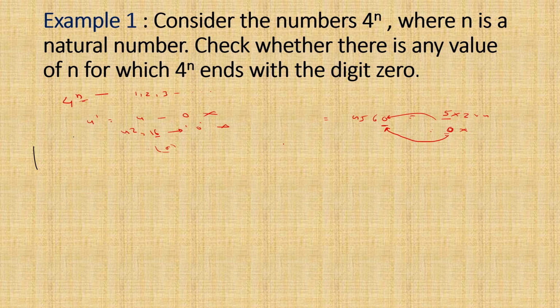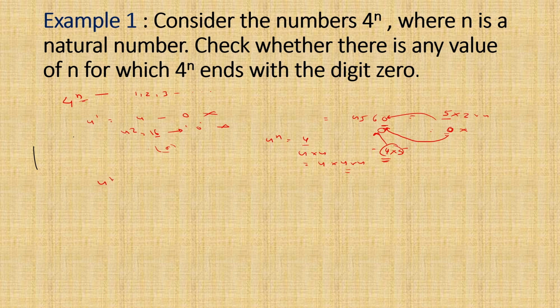Okay, here in 4 power n, what will we get? For any n we get 4, or 4 into 4, or 4 into 4 into 4, three times. Like that only we will get. So to get 0, it should be multiplied by 5. Then only we will get 0. 4 into 5 is 20. Then only we will get 0.